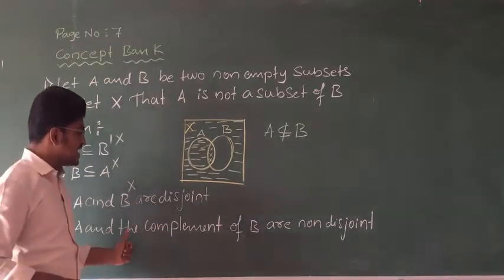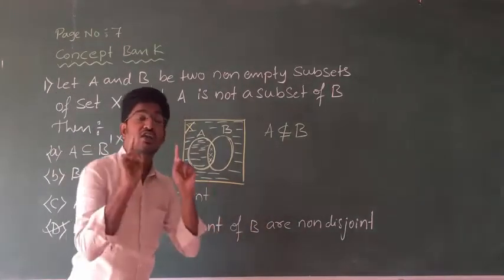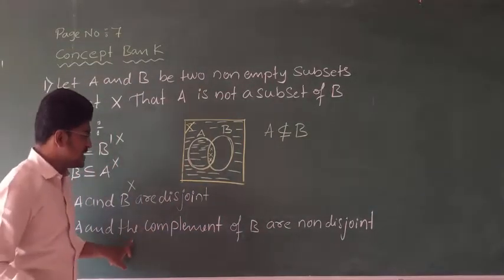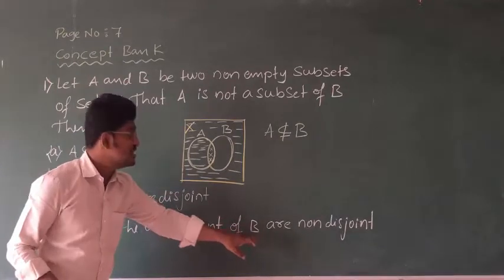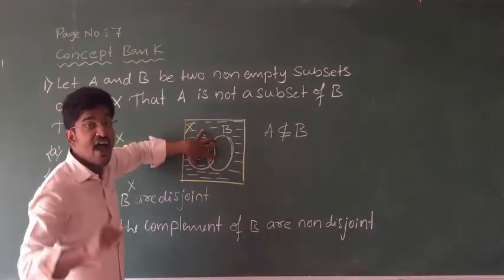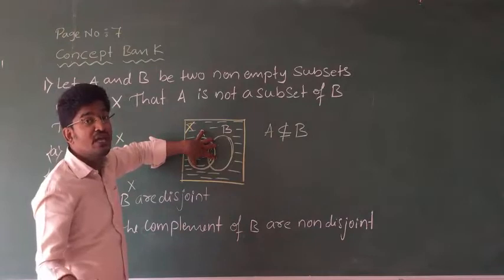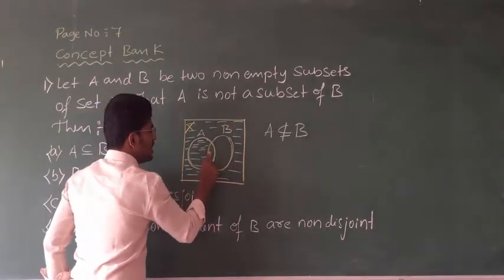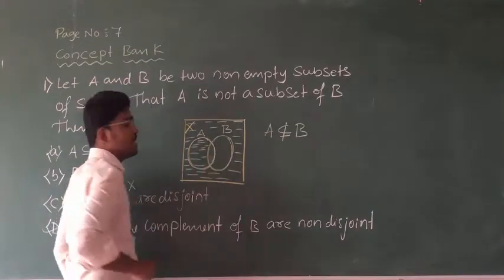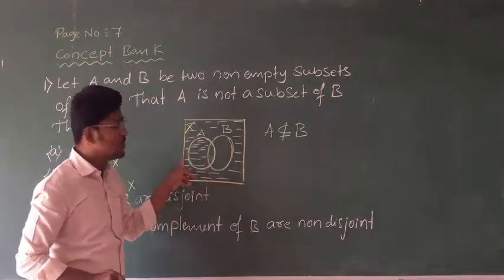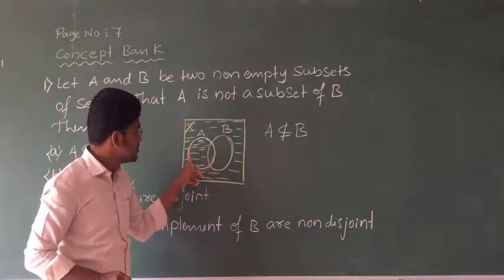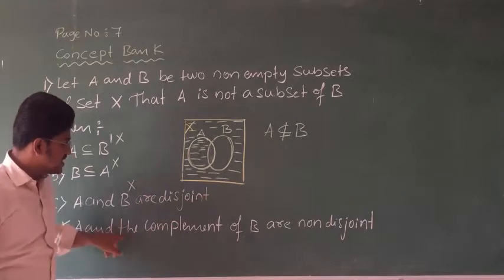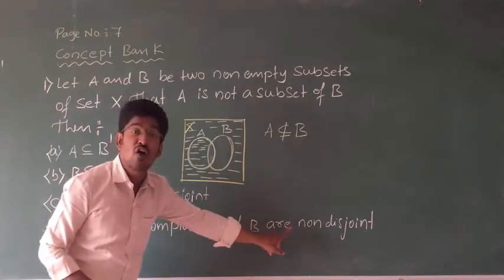A and the complement of B are non-disjoint. Please understand, A and the complement of B. This is A and the complement of B. The complement of B is the shaded portion. This is not the complement of B. Are you getting my point? Now the shaded portion is the complement of B. See, the shaded portion is present in A also. A and the complement of B are non-disjoint.